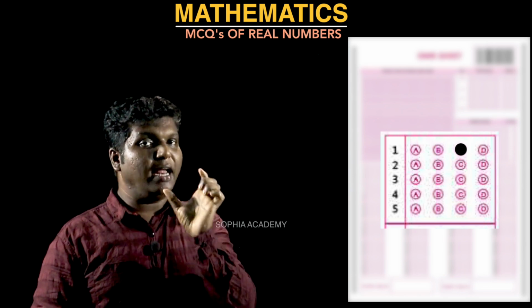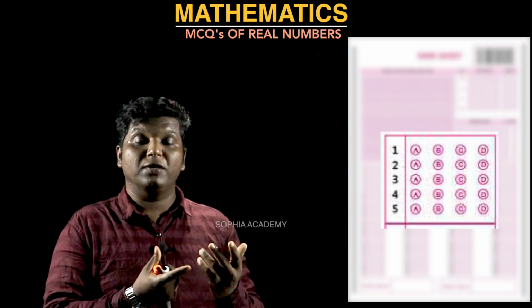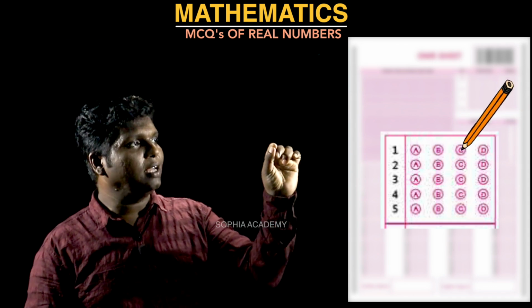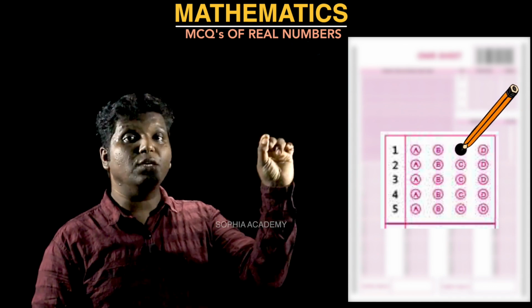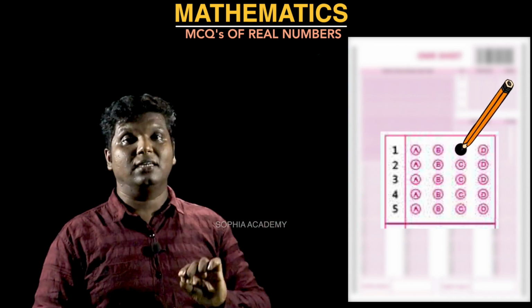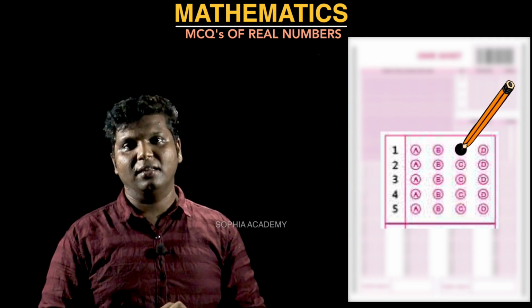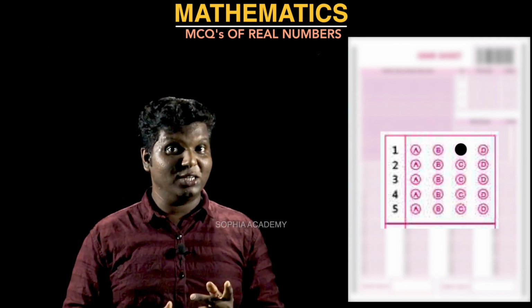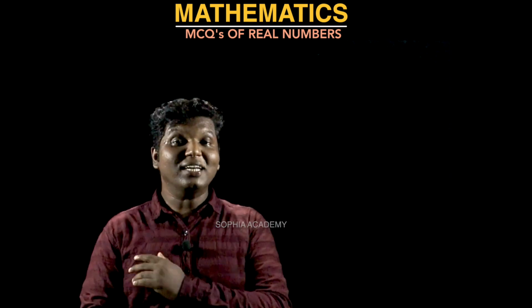Whatever your relevant answer is, for example, if you're doing the first question and you understand that C is the correct option, then the circle given very near to that C, you have to darken that circle totally, and that is how to answer in an OMR sheet. Hope you understood this, right? Okay, now let us get into the class.